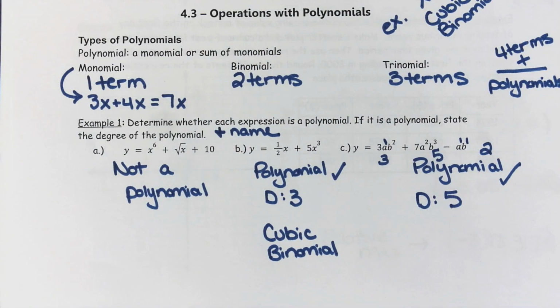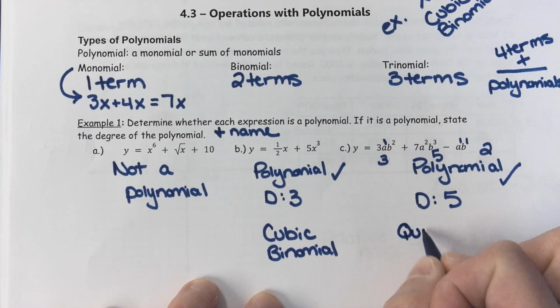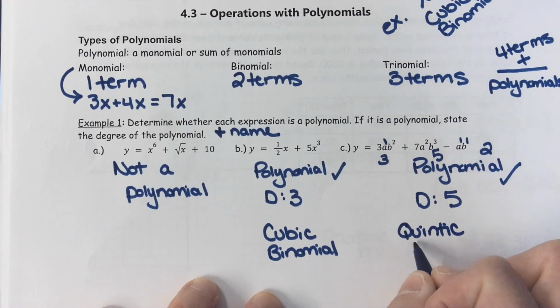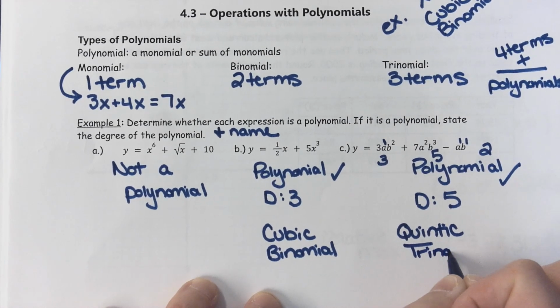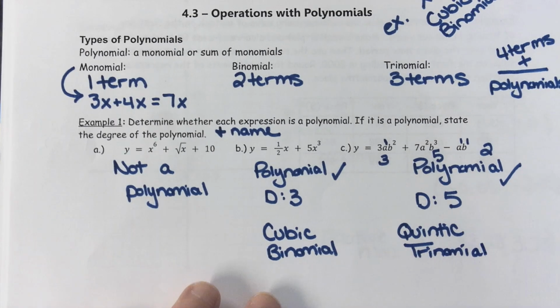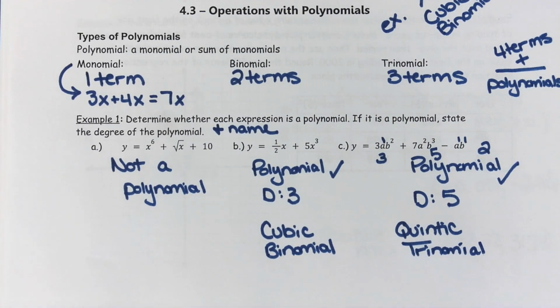So when you have multiple variables, you add the exponents together and then pick the biggest. Just like we were before. We're always picking the biggest, but we have to add first. Let's name it. If it's degree 5, it is quintic. And there are 3 terms, trinomial. Because of the 3 terms. Okay? All right, go ahead and flip.